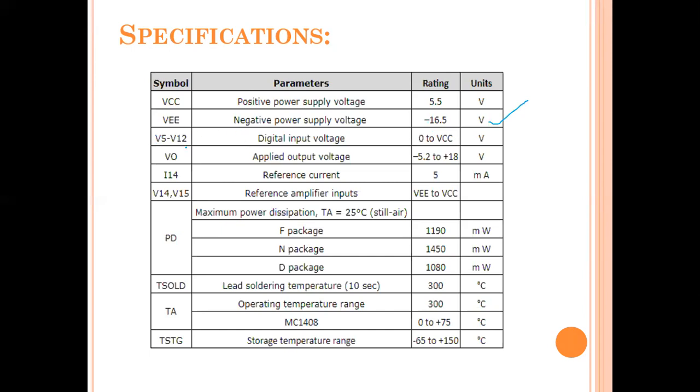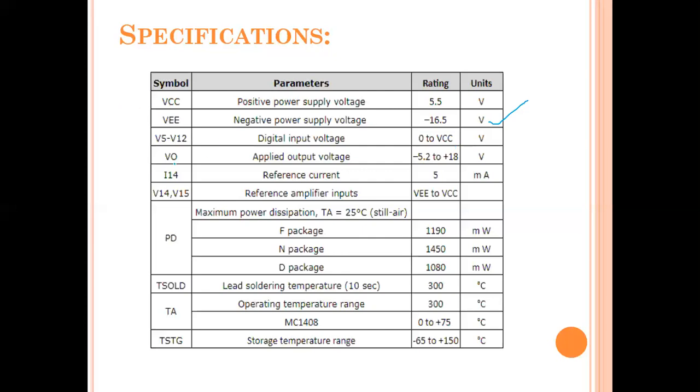V5, V12. These two represent the digital input voltage. That means the switches that we have used, MSB to LSB, totally you will be having 8 values. That is the digital input voltage. This rating is from 0 to VCC. That means starting from 0 to the maximum value, whatever you have, that will be the full scale reading for this applied digital input voltage.